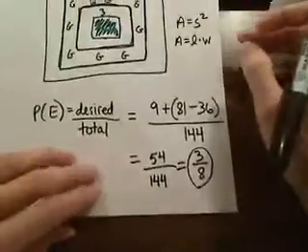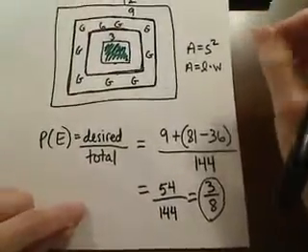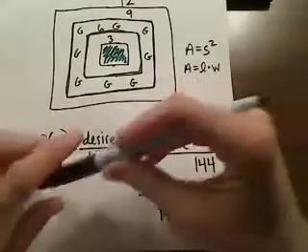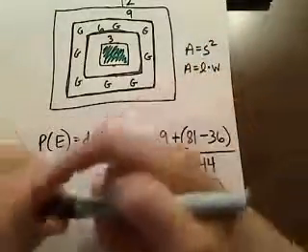So the probability that you throw a dart and it hits in the green area is pretty close to a half. It's 3/8 there, given the picture that they gave. Okay, that's it in this problem.